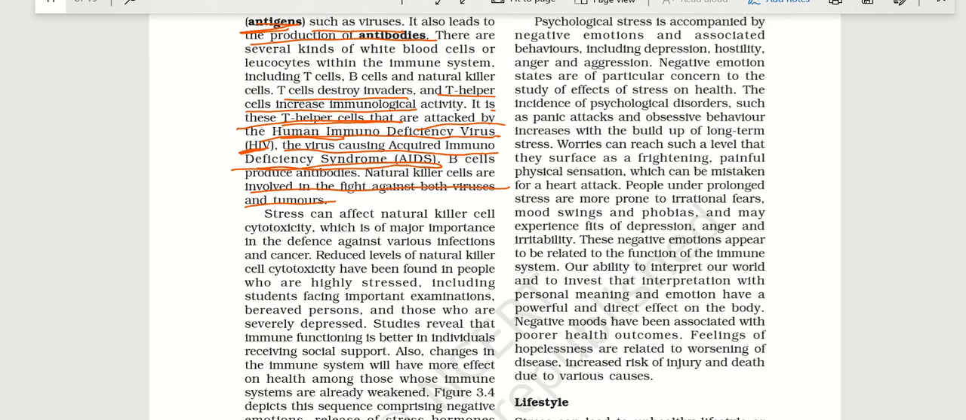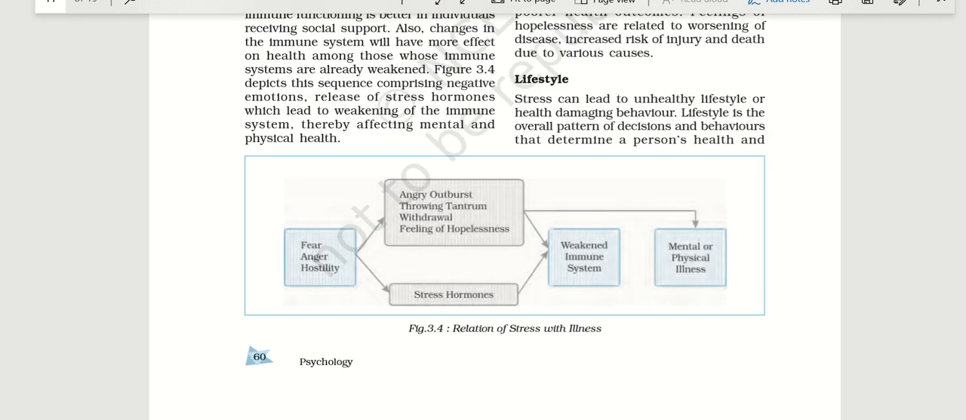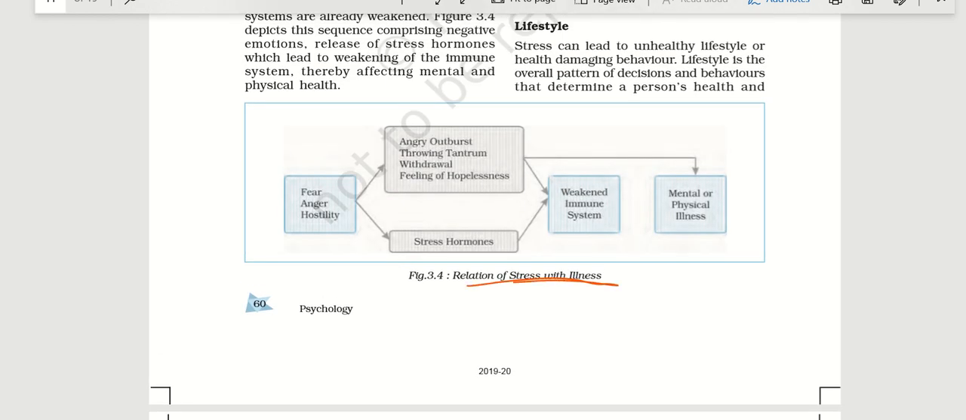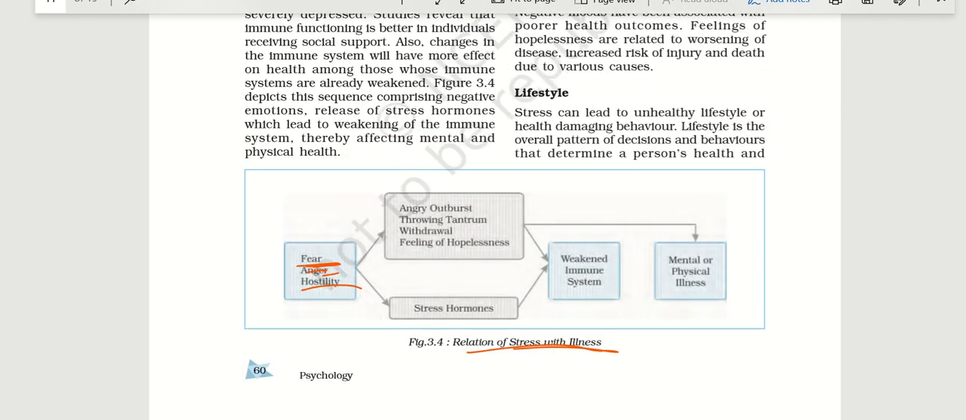Then we have the relation of stress with illness. You have fear, anger, and hostility, which can lead to anger outbursts, throwing tantrums, withdrawal, and feeling hopelessness. This can lead to your mental and physical illness and weakens your immune system because you have withdrawal symptoms, you're not on a proper diet, and all those things. Then this leads to stress hormones, which we have discussed before, and as those stress hormones are released in your body, your immune system gets weakened.